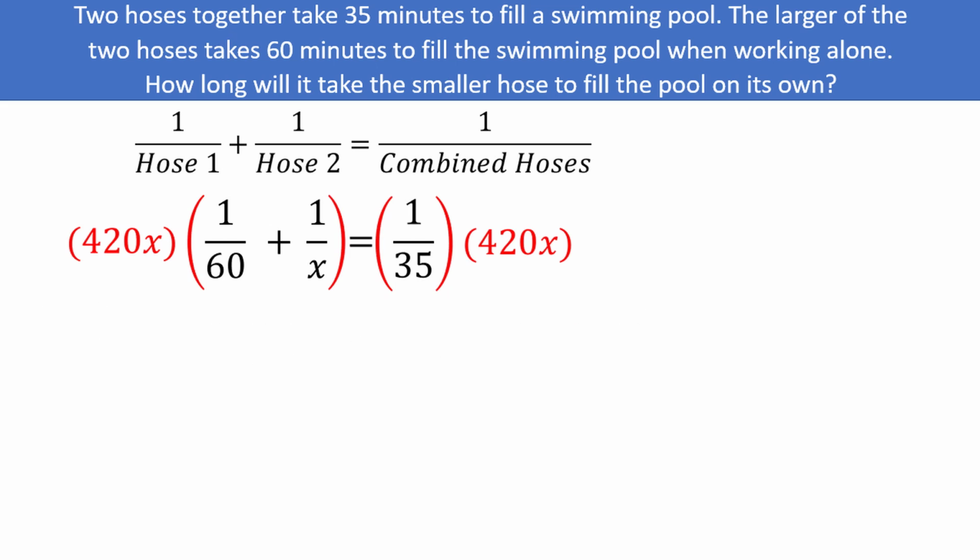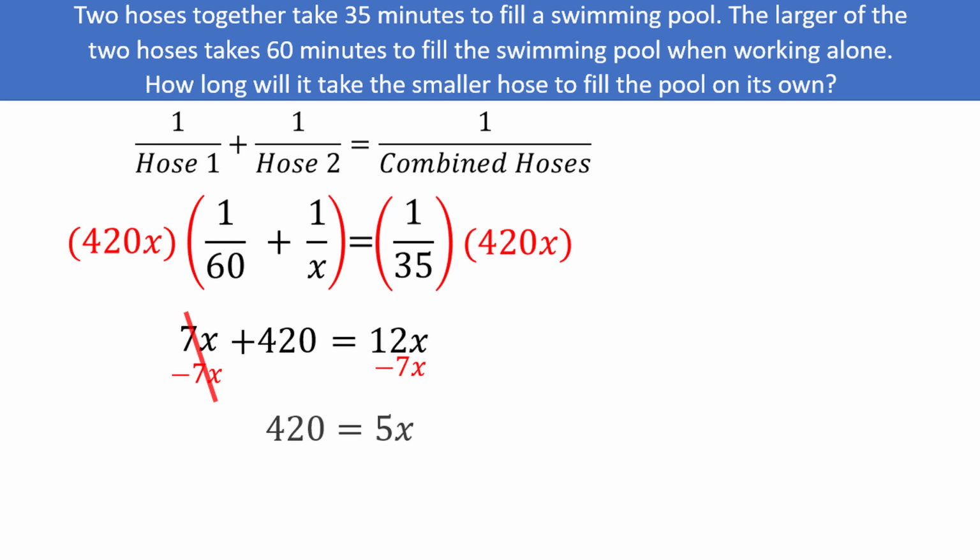Multiplying everything by 420x, we have 420x over 60, which simplifies to 7x, plus just 420, since the x's cancel on the second term, which is equal to 12x, as 420 divided by 35 is equal to 12. Subtracting 7x from both sides, we get 420 is equal to 5x. Dividing each side by 5, we have 420 divided by 5, which is equal to 84.